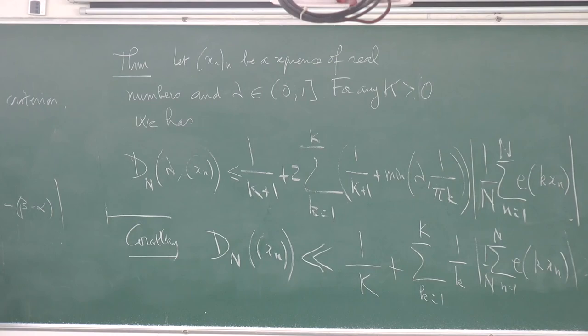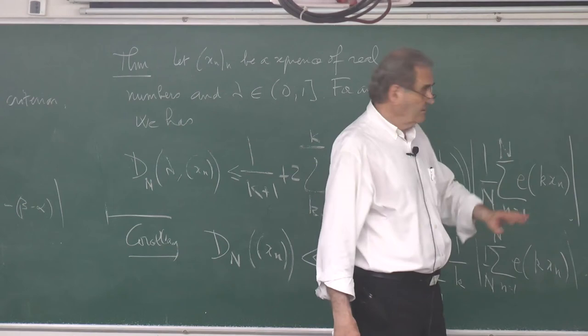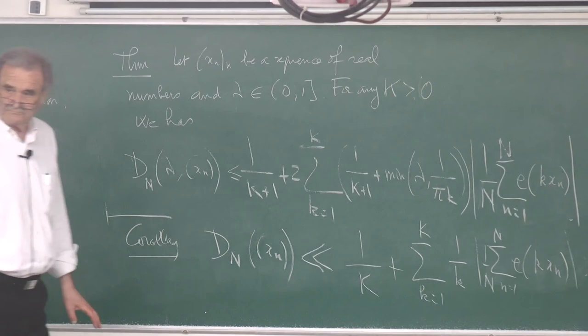So I think I gave you, in some way, how this should be done. Okay. Let's find a good approximating trigonometric polynomial of length K, and you can find it in such a way that it is good enough to produce that. Okay.